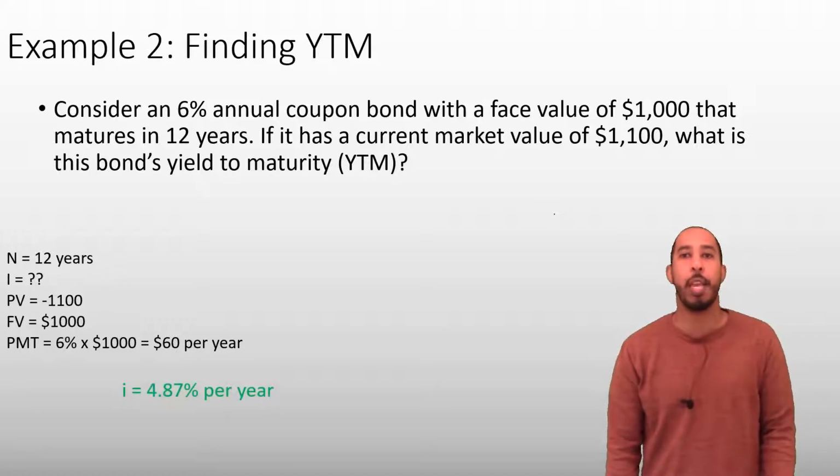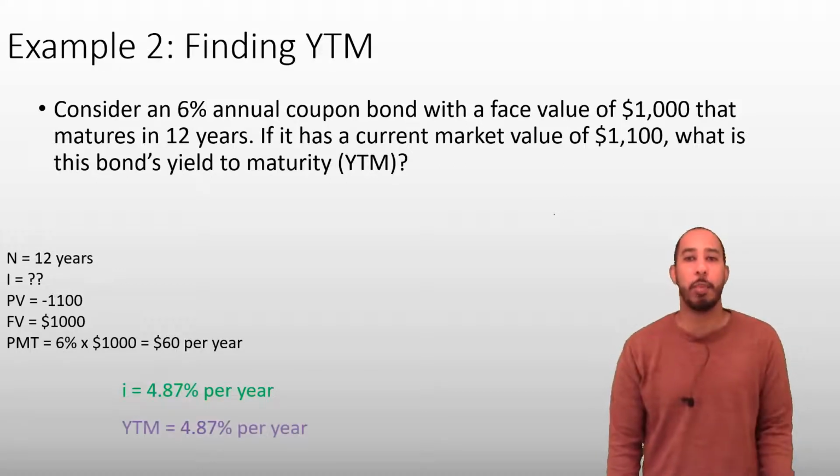Solving for I, we get 4.87% per year. Because yield to maturity is an APR, we don't need to do any conversions. The 4.87% is our yield to maturity. It's an annual rate.